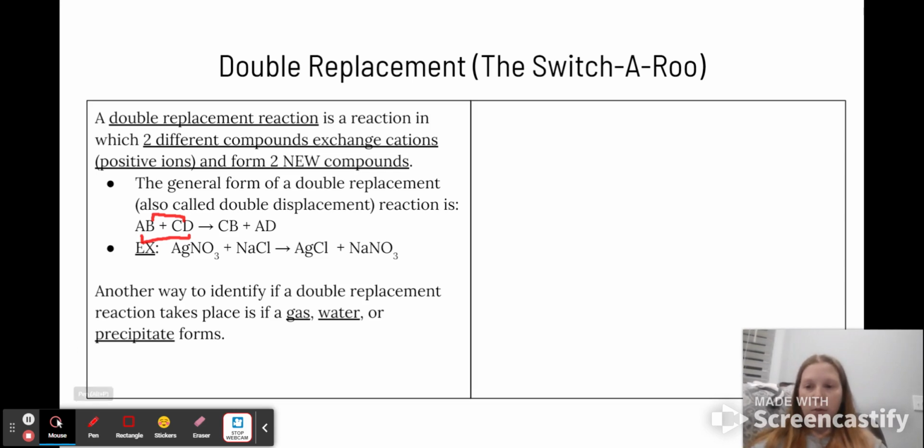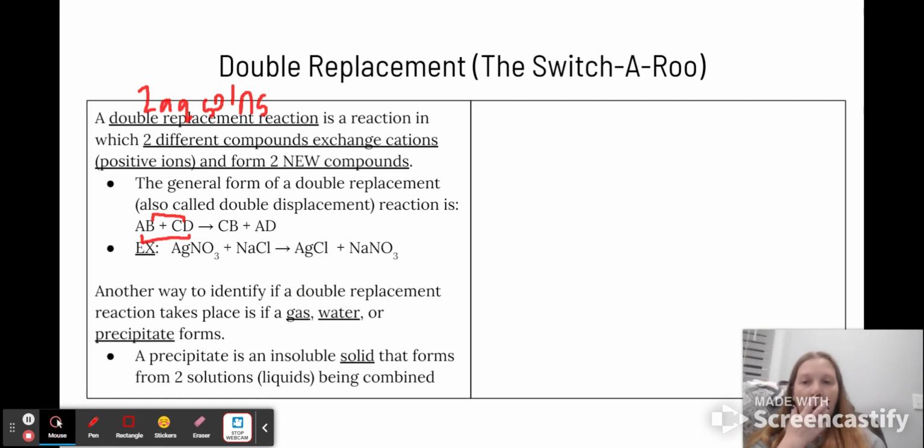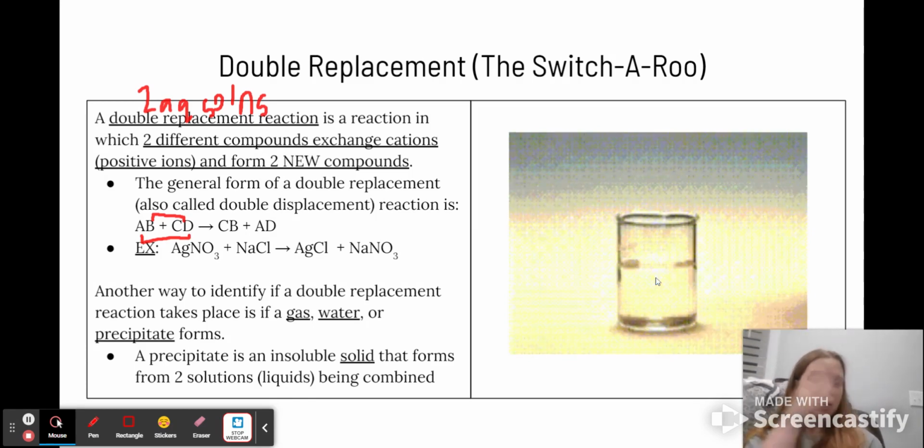So make sure you remember, and I'm going to write this here. So this is going to be two aqueous, which means dissolved in water, solutions. Sorry. Two aqueous solutions. So you have to have two liquids mixed together to make this happen. So again, remember, a precipitate is a solid that forms when two solutions are combined. And this is what a precipitate looks like. So we're mixing two liquids together, and when you do that, this solid forms and settles at the bottom.